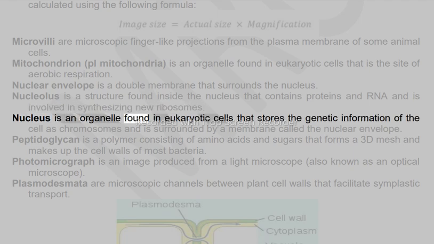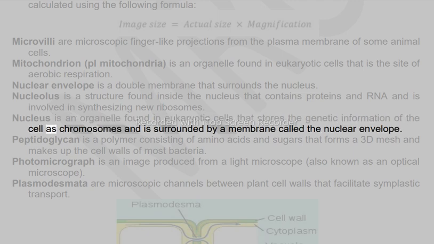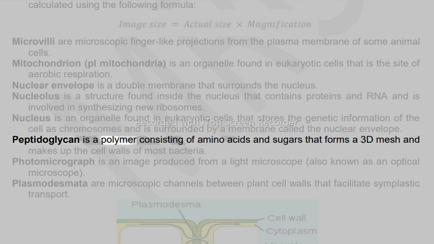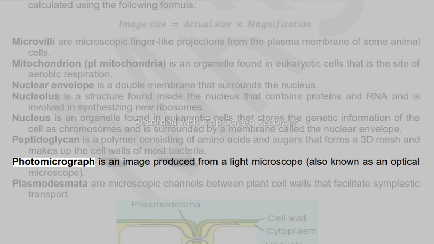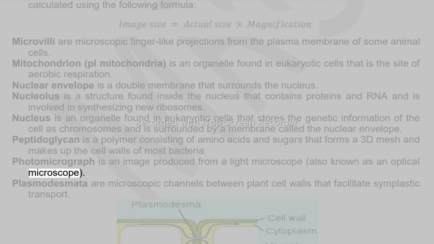Nucleus is an organelle found in eukaryotic cells that stores the genetic information of the cell as chromosomes and is surrounded by a membrane called the nuclear envelope. Peptidoglycan is a polymer consisting of amino acids and sugars that forms a 3D mesh and makes up the cell walls of most bacteria. Photomicrograph is an image produced from a light microscope, also known as an optical microscope.